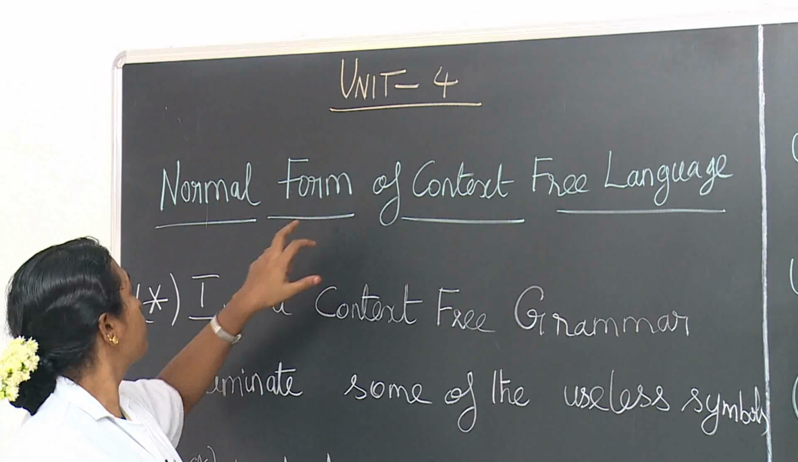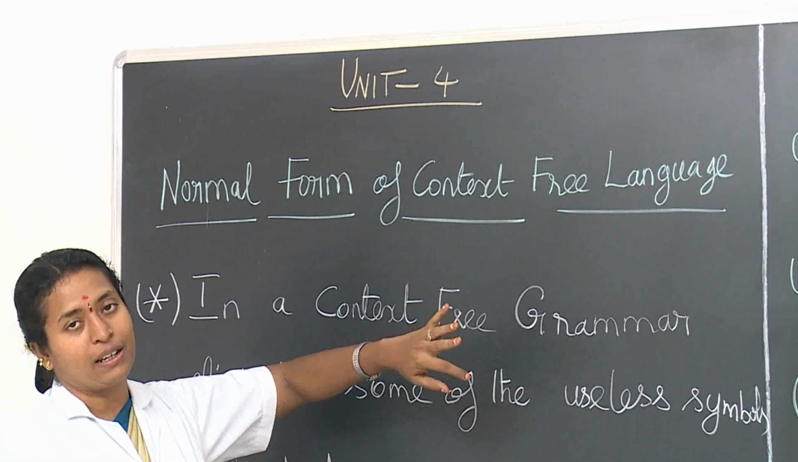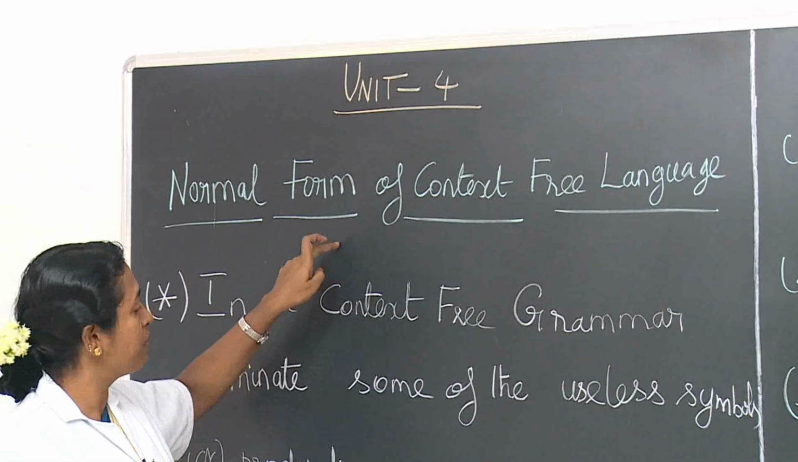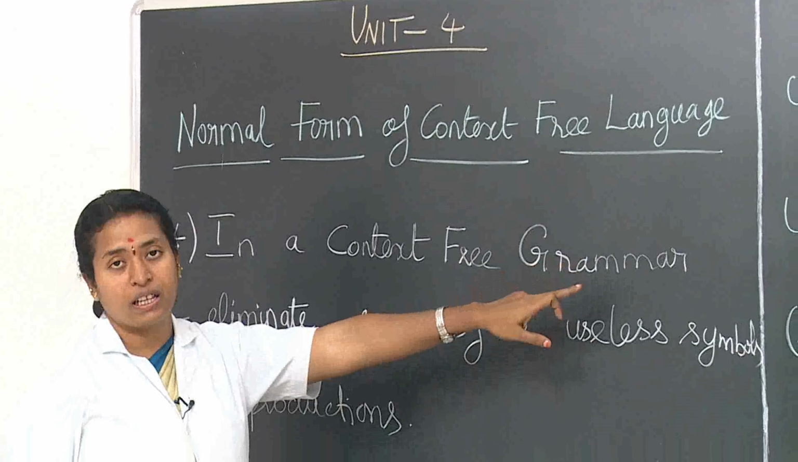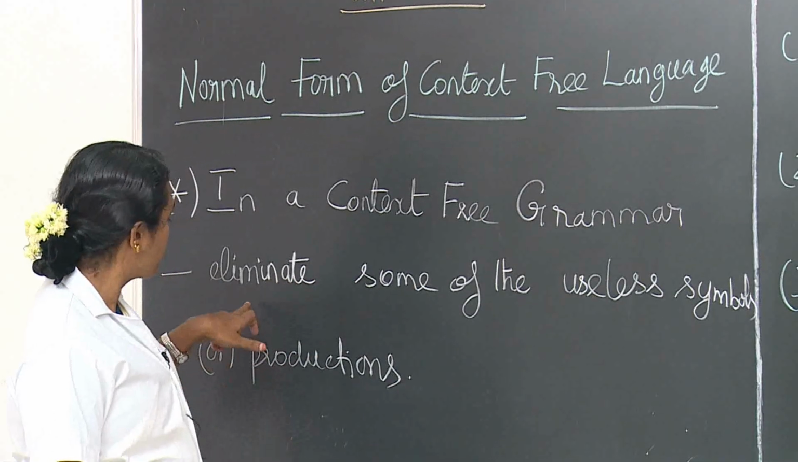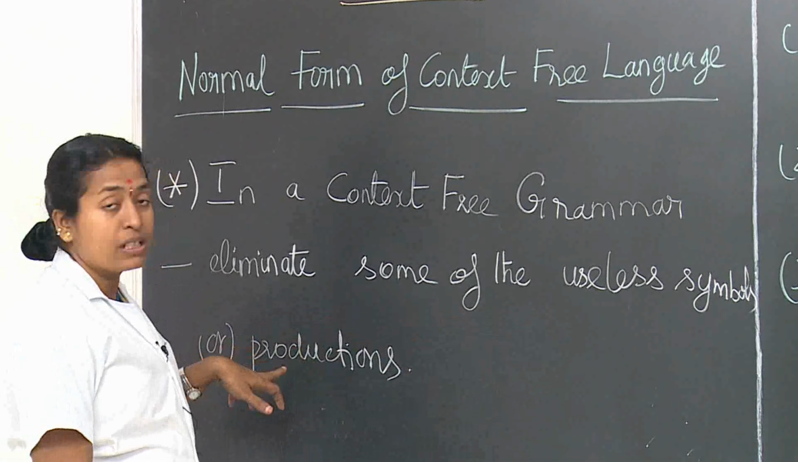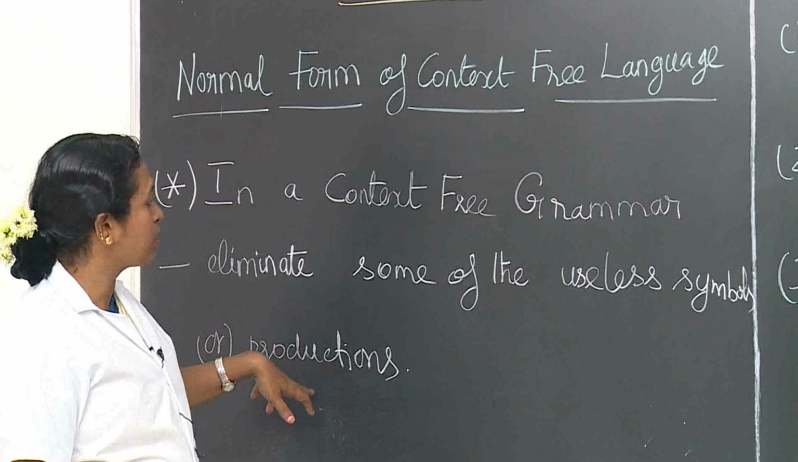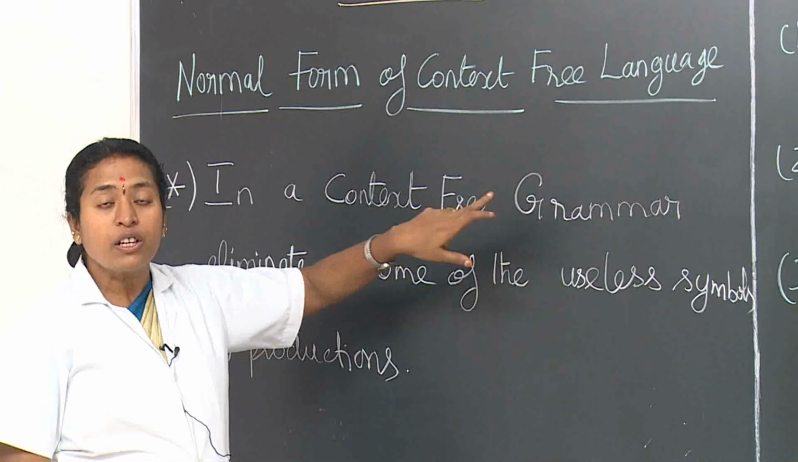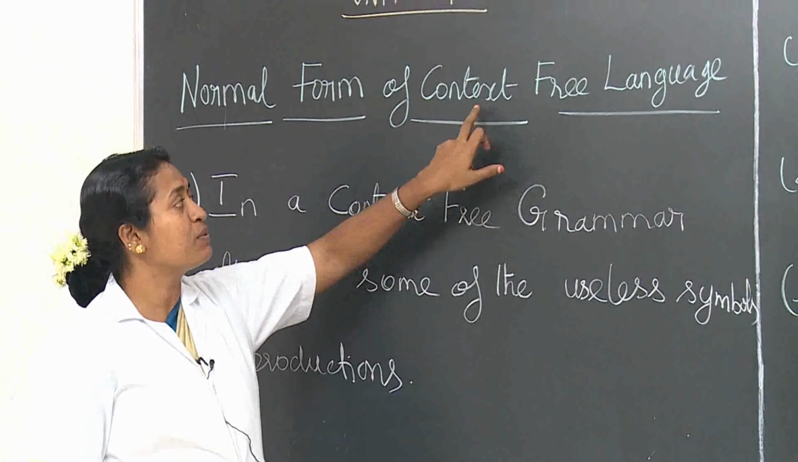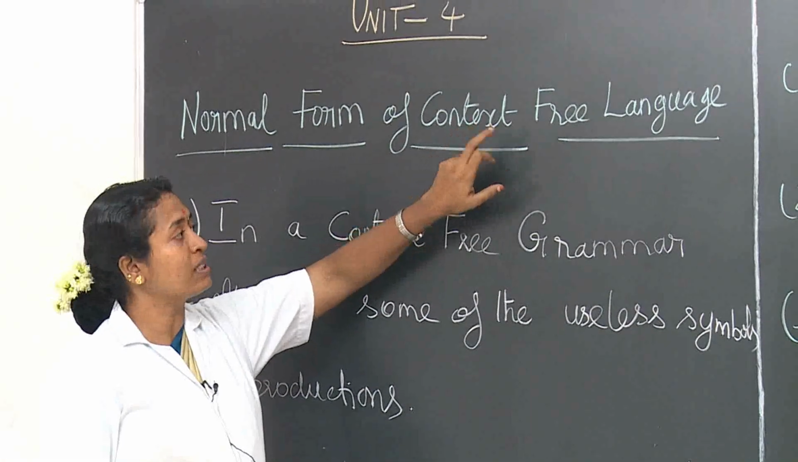Now we can see the fourth unit, normal forms of context-free languages. A context-free language is called normal form when, first, the context-free grammar is in normal form. The grammar is in normal form when it does not have useless symbols or productions, so we have to eliminate the useless symbols or productions from the grammar. If we use such a normal form context-free grammar, the resulting language will be a normal form context-free language.